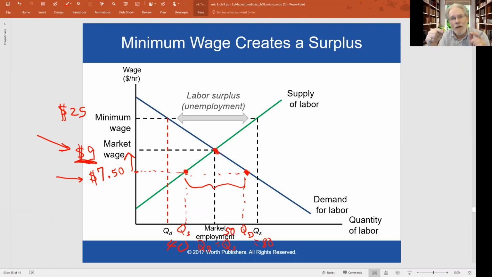Think carefully through what happens. Okay? The goal in doing something like this isn't just to see what the graph is going to look like. We use the graph to represent a complicated reality. And the graph helps us to see the very predictable consequences that will result. So when the government imposes the $25 minimum wage, that means the government is saying the price floor is now $25 an hour.